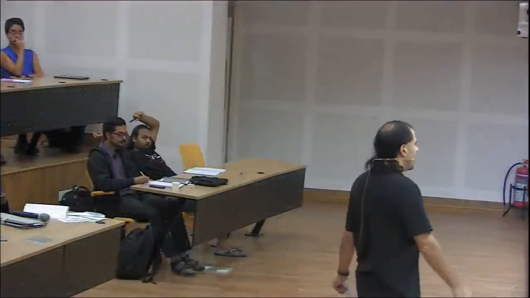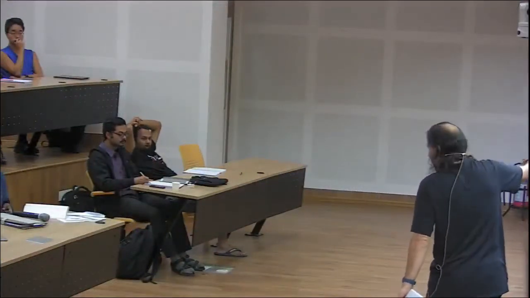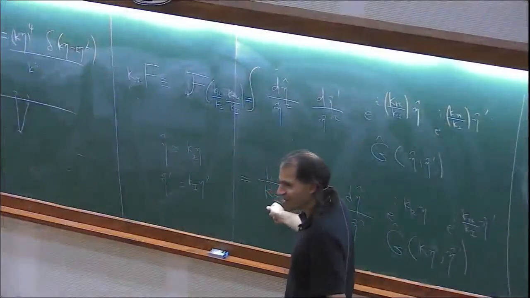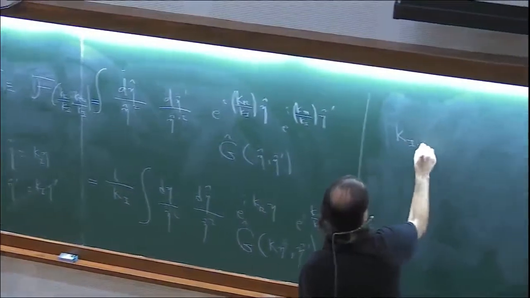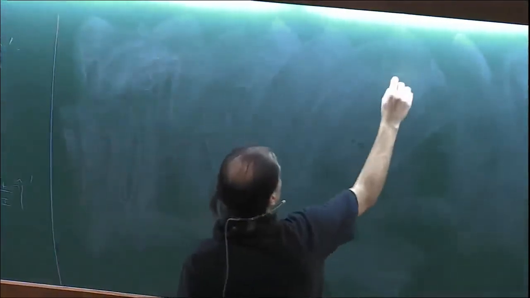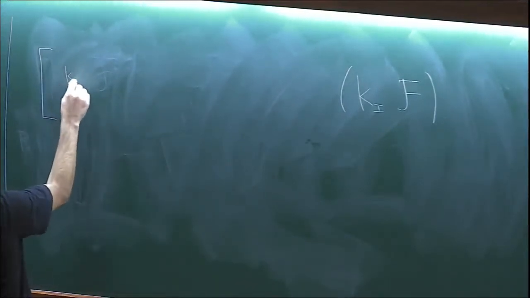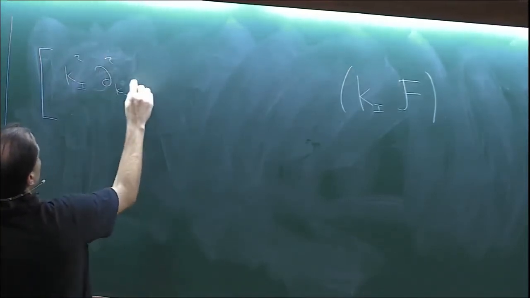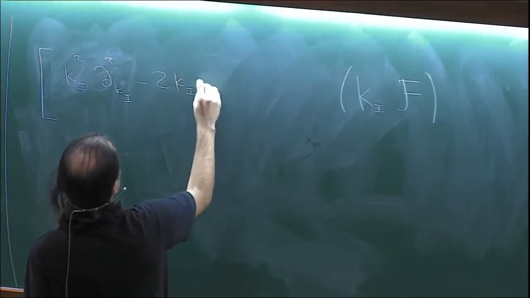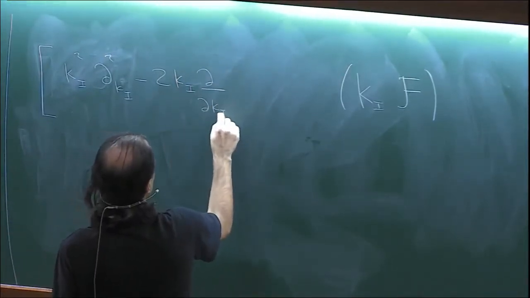Now let me look at K intermediate times curly F. I want to take that out here. So I'm looking at K intermediate times curly F. Let me put it over here. K intermediate curly F is now going to satisfy an interesting differential equation. So if I look at K intermediate squared, d squared dK intermediate squared, minus 2 K intermediate, d dK intermediate.